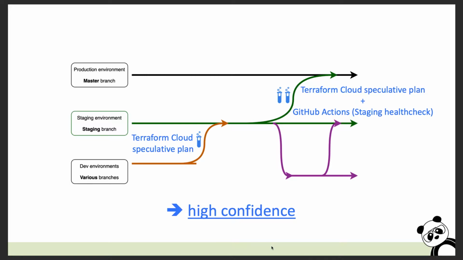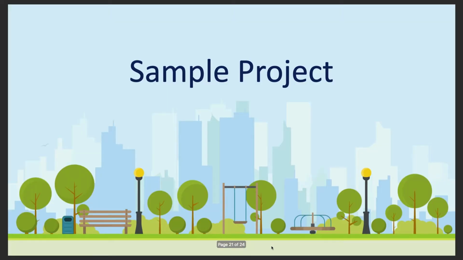And then when we merge from staging to production, we will have a Terraform Cloud speculative plan, but we will also have a GitHub action, which is a staging health check. So before we put any changes live, we have an automated check that just very superficially sees if staging is even reachable. And the result of that is that we can deploy with a high level of confidence.